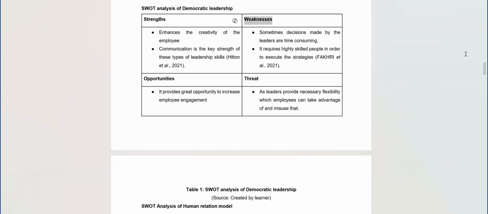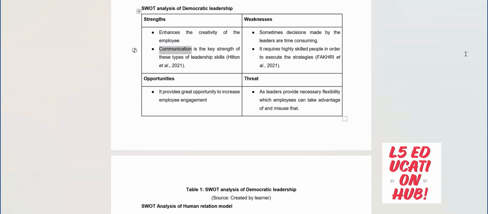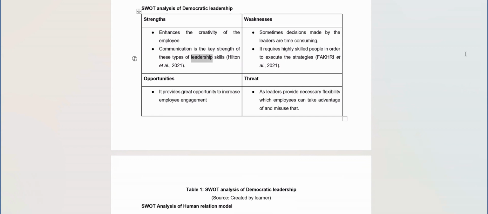Strengths. Weaknesses. Enhances the creativity of the employee. Communication is the key strength of these types of leadership skills (Hilton et al., 2021). Sometimes decisions made by the leaders are time-consuming. It requires highly skilled people in order to execute the strategies (Fakri et al., 2021). Opportunities. Threat. It provides great opportunity to increase employee engagement as leaders provide necessary flexibility which employees can take advantage of and misuse that. Table 1. SWOT Analysis of Democratic Leadership.